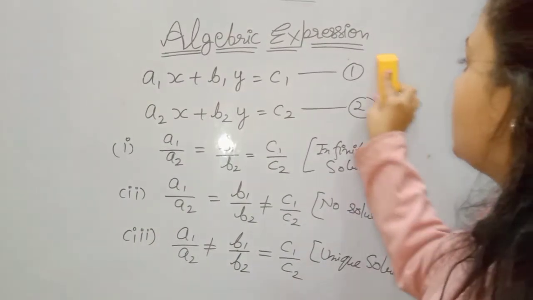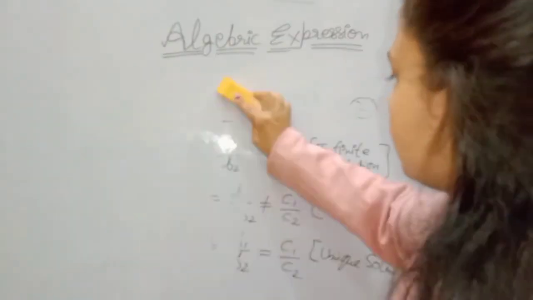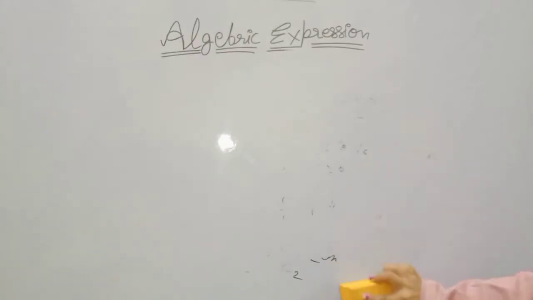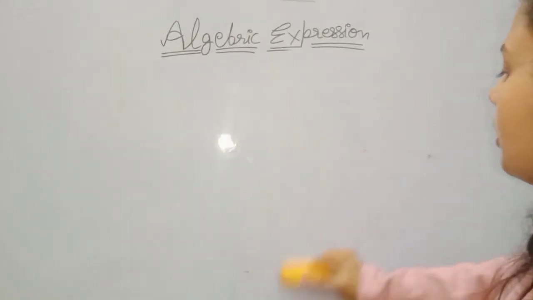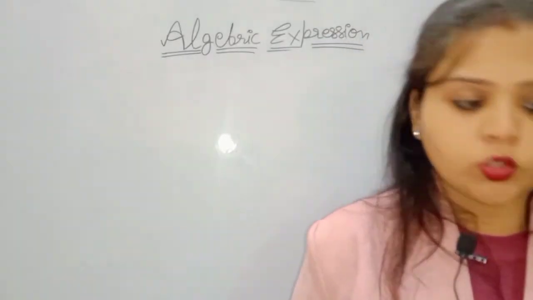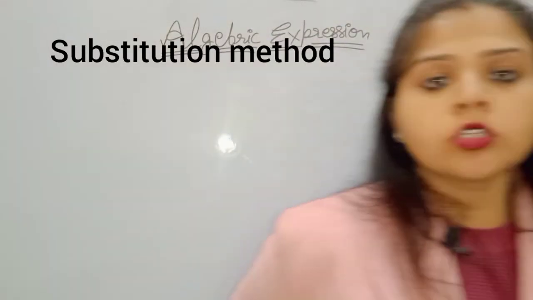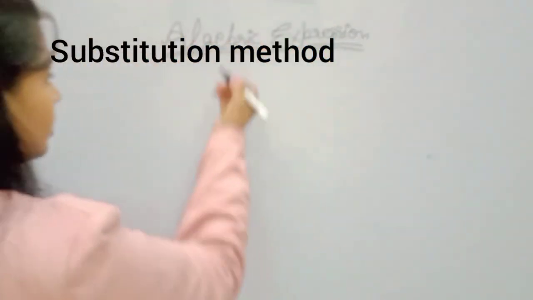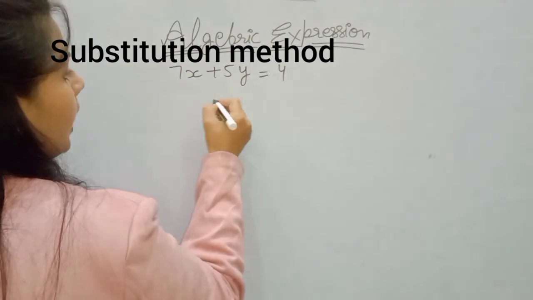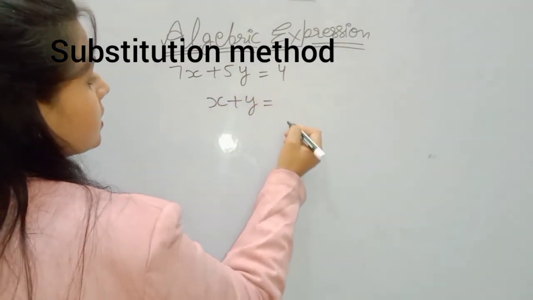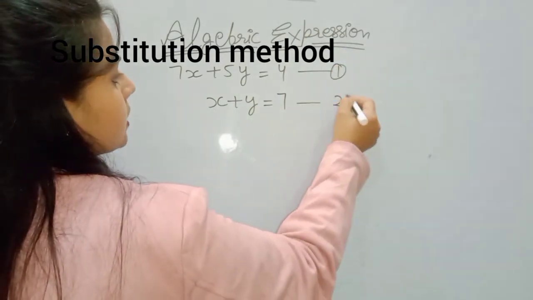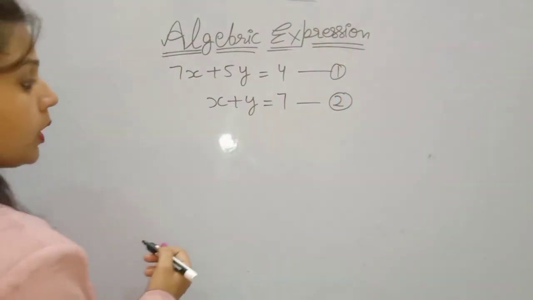So firstly, we study the substitution method. What we have to do in the substitution method: we have two linear equations, and from either of these we have to calculate the value of one variable in terms of the other. So let's take two equations. One is 7x + 5y = 4. Another is x + y = 7. So this is our first equation and this is our second equation.